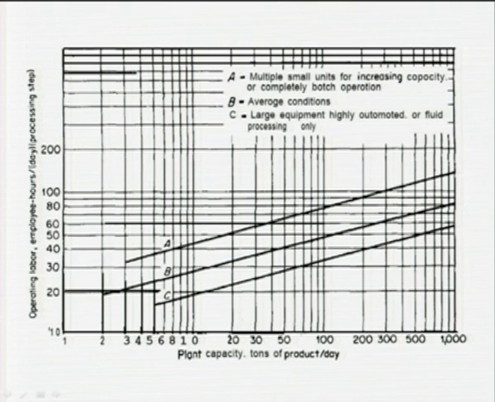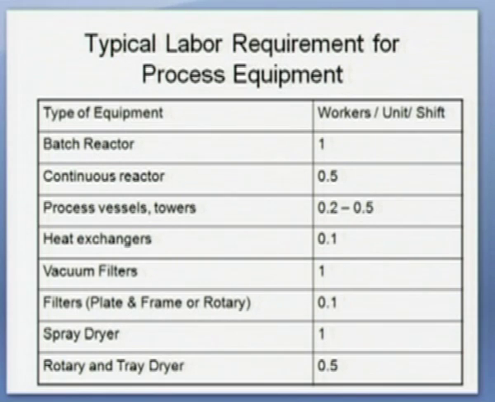Then I have listed here for you the typical labor requirement for process equipment. Batch reactor, you need 1 worker per unit per shift. Continuous reactor, half worker per unit per shift. Process vessels, towers, 0.2 to 0.5 worker per unit per shift. Heat exchanger, 0.1 worker per unit per shift. Then for rotary and tray dryer or spray dryer, rotary and tray dryer, 0.5 worker per unit per shift. Spray dryer, 1 worker per unit per shift.